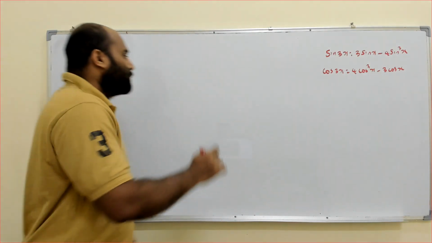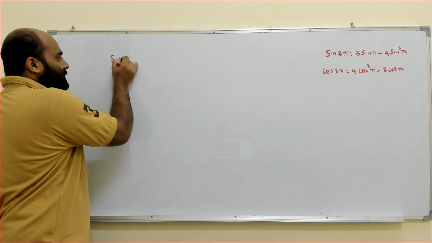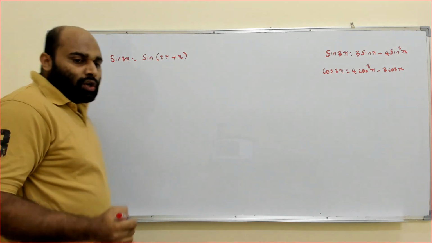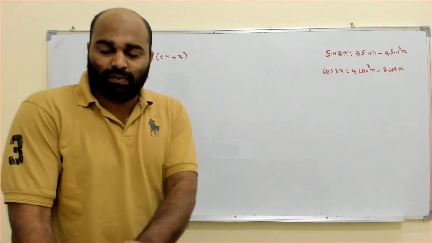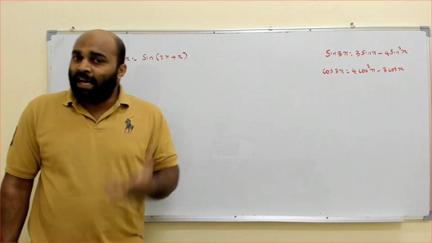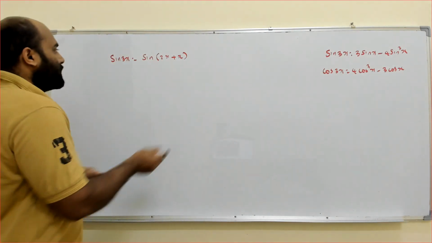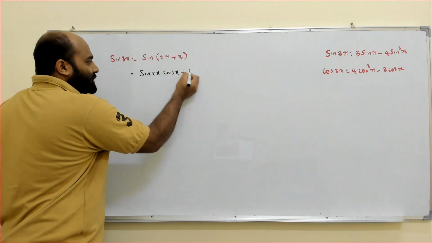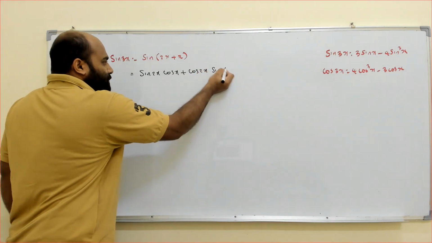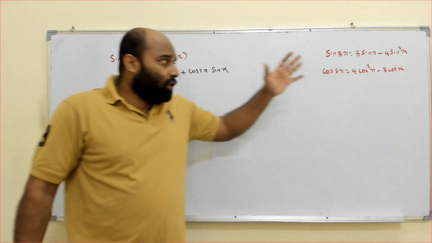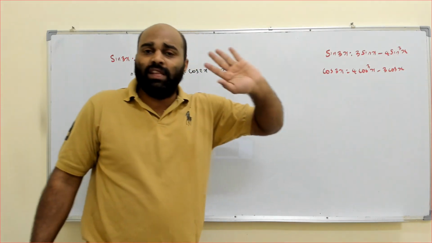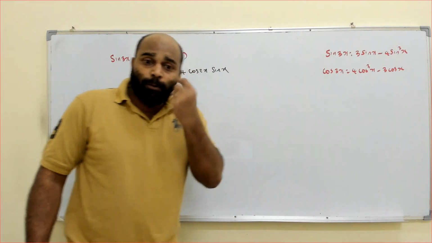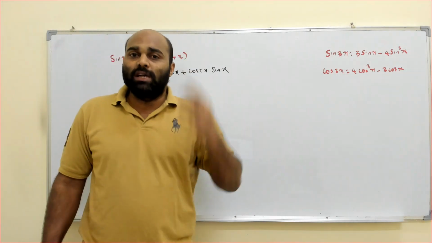Very simple. You know, sin 3x can be written as sin 2x plus x. Now we have the result sin a plus b. What is sin a plus b? Sin a cos b plus cos a sin b. So this can be written as sin 2x cos x plus cos 2x sin x. Don't forget, we want to get everything in terms of sin for sin 3x, and everything in terms of cos for cos 3x. So I'm going to convert. If you're practicing this question, you can learn many results from this.